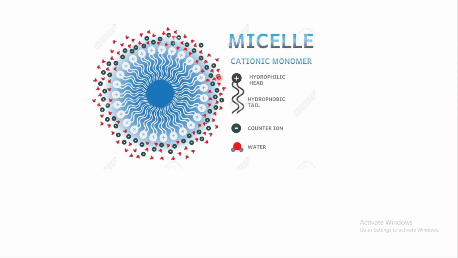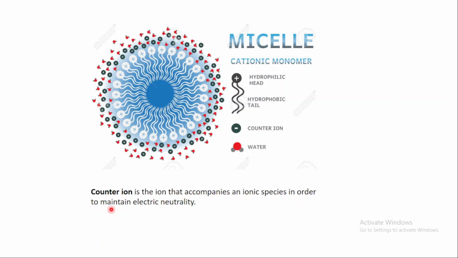cationic surfactant, because the head group is positively charged, and there are always water molecules and some counter ions around this. A counter ion is the ion that accompanies an ionic species in order to maintain electrical neutrality. Because this head group is positively charged or polar, there should be a counter ion which accompanies it to maintain electrical neutrality. If you do not have a counter ion, then water can split into H plus and OH minus, and then surround this micelle and form the conjugation.